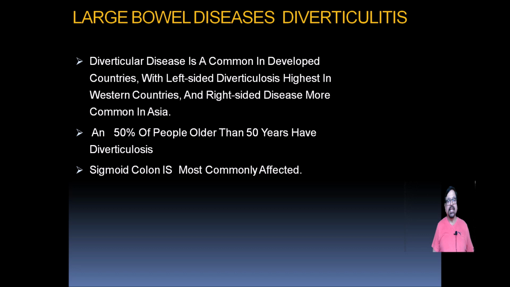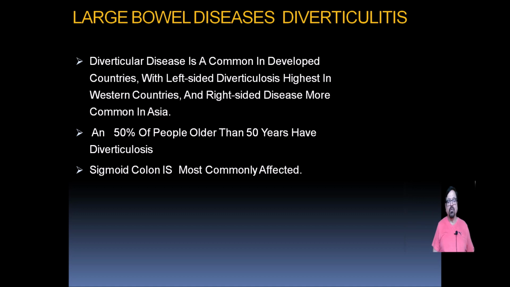Now, let us go into the detail. Diverticulosis is the pathology occurring in the bowel wall which protrudes certain small diverticuli, and diverticulitis is when it gets infected. So we are going to consider diverticulosis and diverticulitis. First, the diverticular disease. Diverticular disease is common in developed countries, with left-sided diverticulosis having more incidence in Western countries, and right-sided more common in Asians.